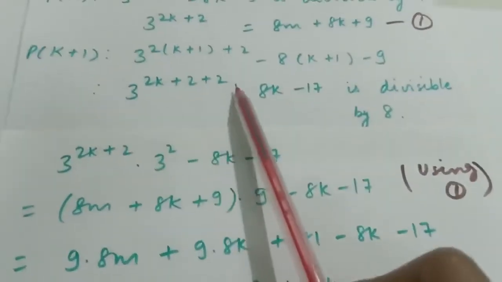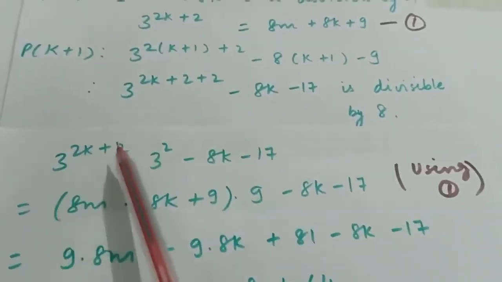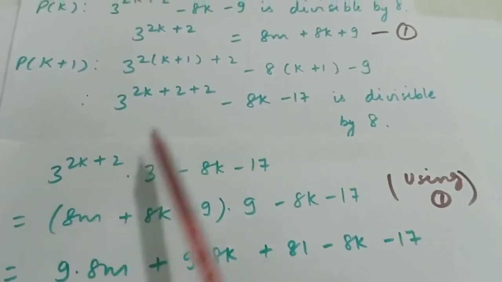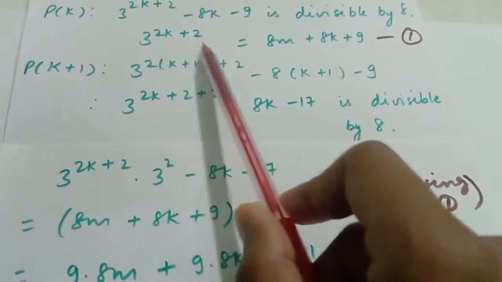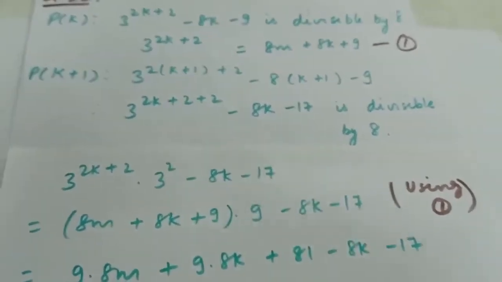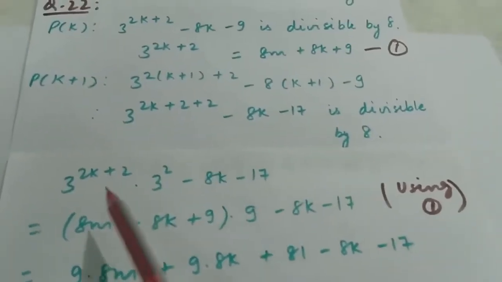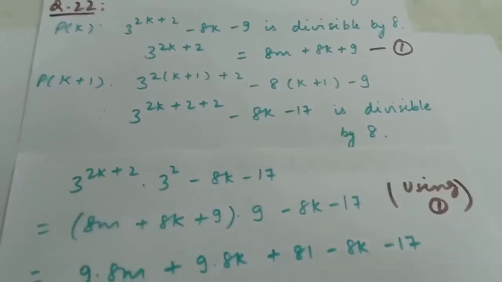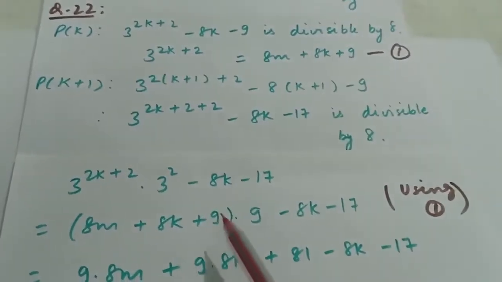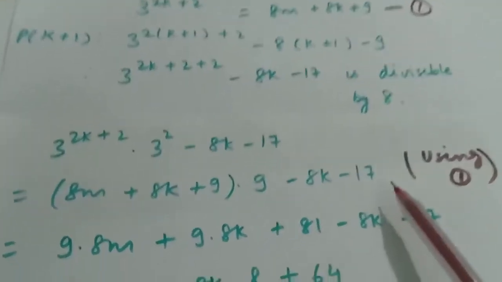So we will take this term and write the first term as 3 raised to the power 2k plus 2 into 3 square. Why am I writing like this? Because we know the value of 3 raised to the power 2k plus 2. Next term as it is, minus 8k minus 17. Now using 1, write the value of 3 raised to the power 2k plus 2, which is 8m plus 8k plus 9, into 3 square, 9, minus 8k minus 17.